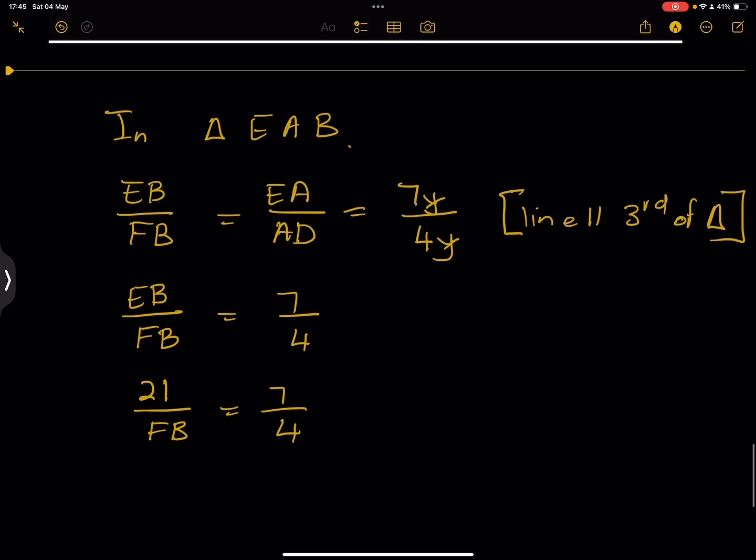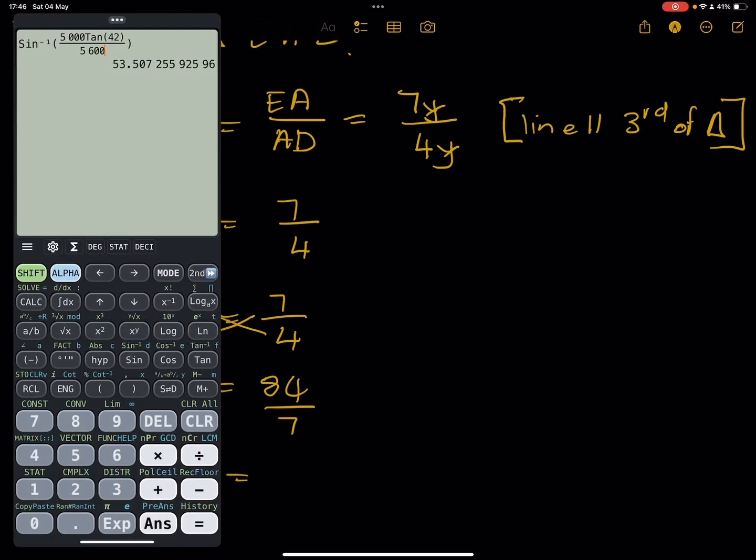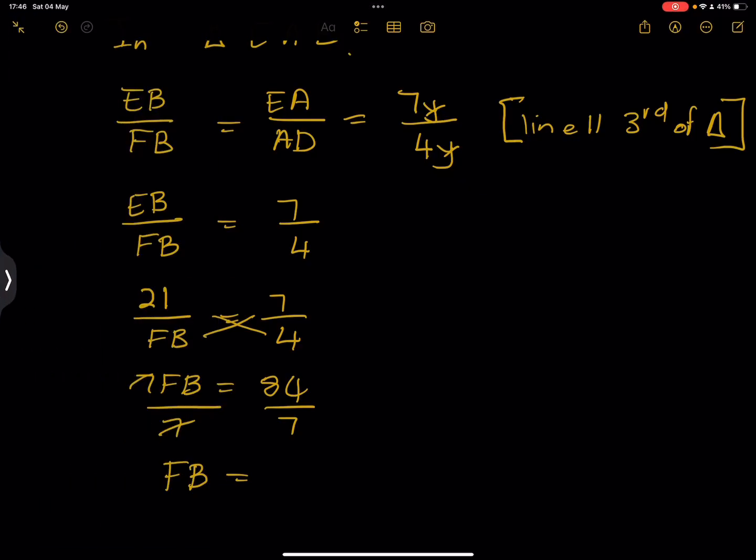And in this case, if I were to cross multiply, that means 7 FB is equal to 21 multiplied by 4. That will be 84, divided by 7. And so the line FB would be equal to 84 divided by 7, which is 12. So that would be equal to 12 units. I hope that makes sense, guys.